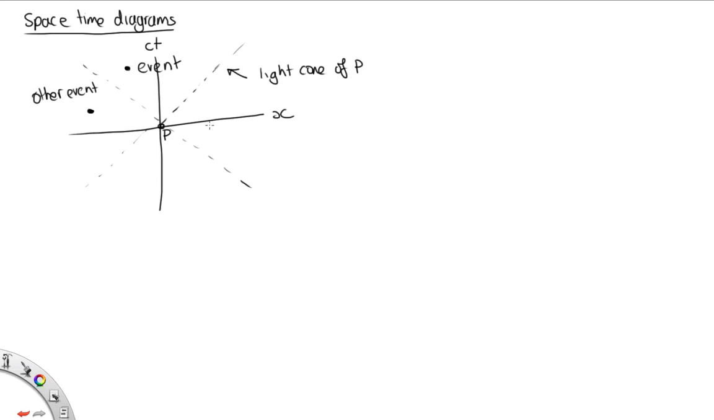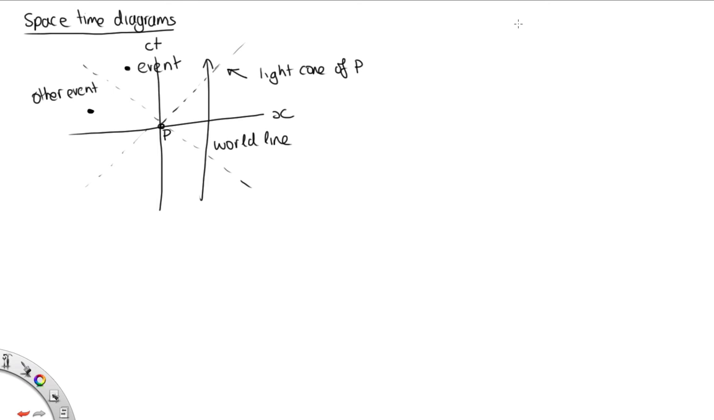Other things that you'll see represented on space-time diagrams are world lines. So here is a world line of a particle at rest. So it's always at the same x position, and the world line shows what happens to it with time. These can move about, but the gradient can never be less than 1 because we can't have anything travelling faster than the speed of light.